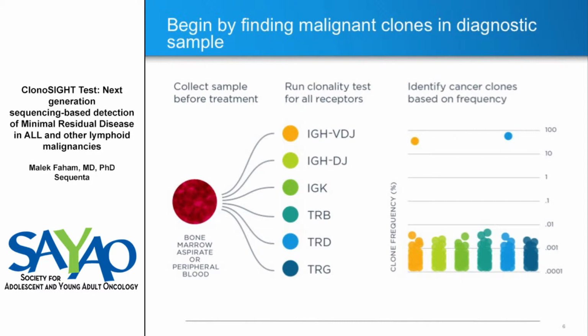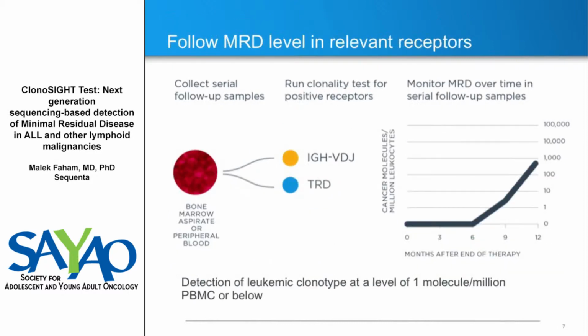So you identify for that patient that they have an immunoglobulin heavy chain sequence that's known, that's the sequence of that clone, and another one, the TCR delta, which is the sequence of that clone. Once you know the sequences for those patients, and these are the receptors that are informative and hence should be followed, when you get follow-up samples you would only do the amplification of those 2 receptors. You're only amplifying those 2 receptors, and then you can identify the clone at now 1 in a million or below.